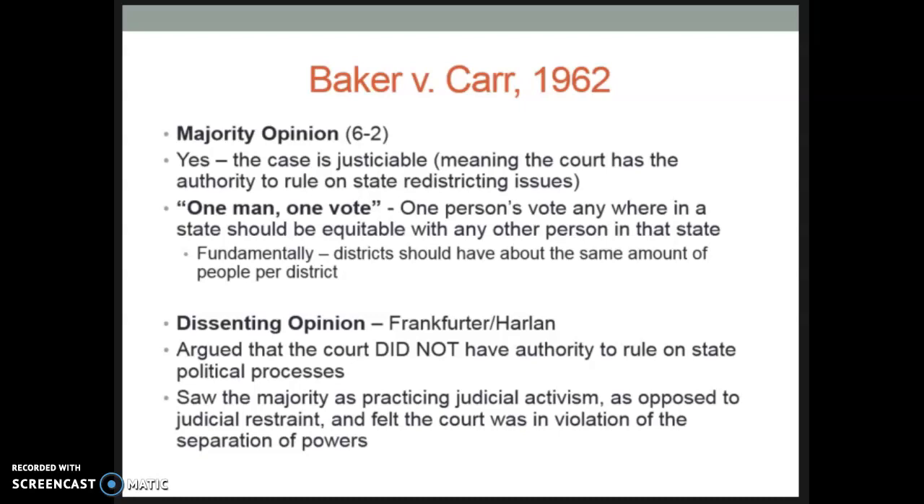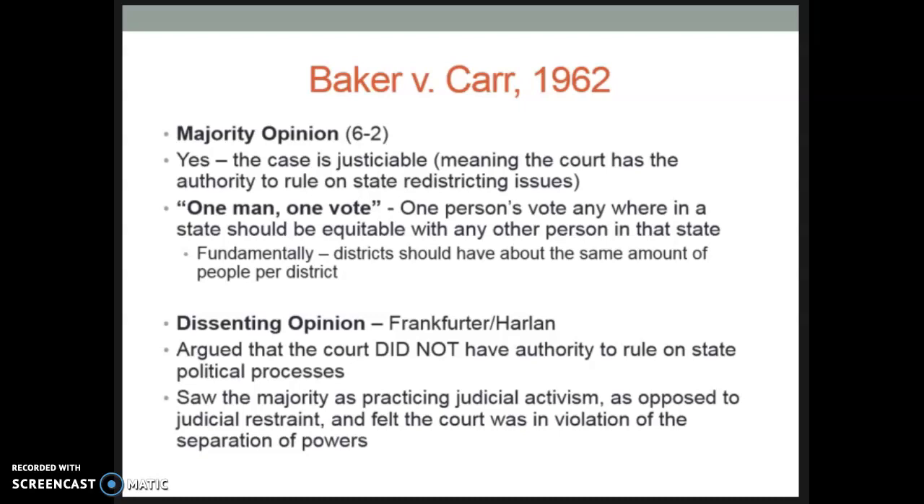If they do not, the word for that is called malapportionment or bad apportionment. If districts don't have the same number of people, then inherently people aren't being represented equally in Congress. And so that means that the district should have been redrawn to reflect the changes in population.